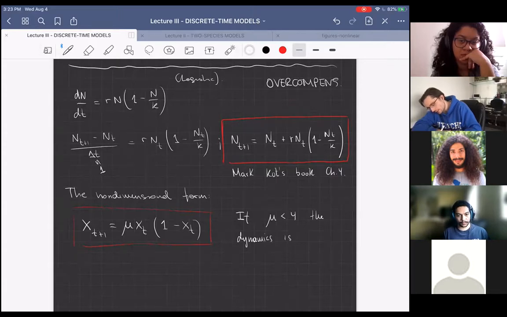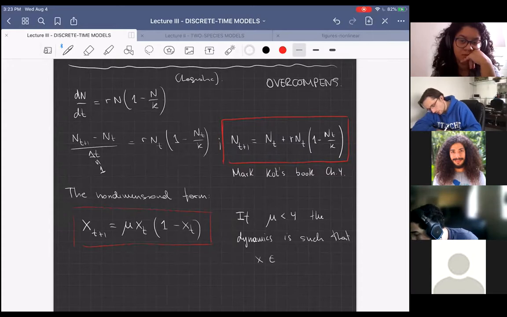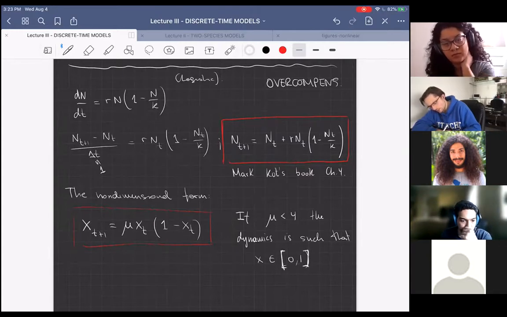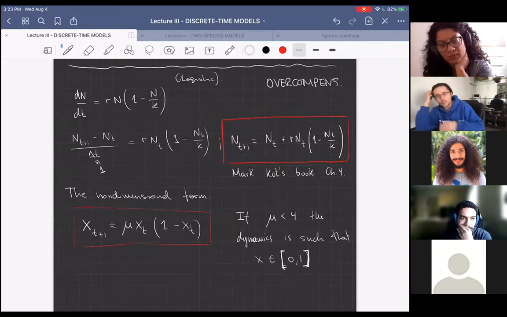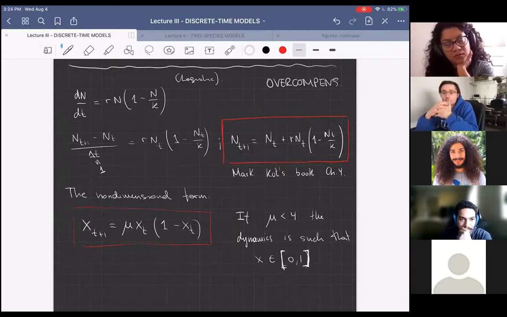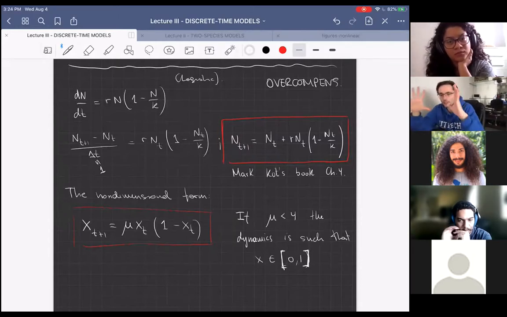It is self-contained. The dynamics is such that x is always between 0 and 1, and I think I can put closed. It's a map that goes from any number between 0 and 1 to another number between 0 and 1. It always stays bounded in this interval.